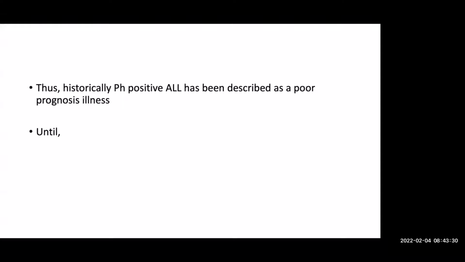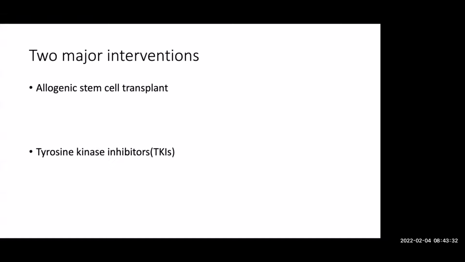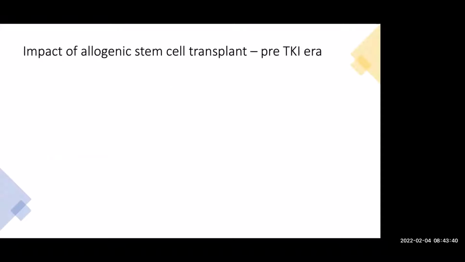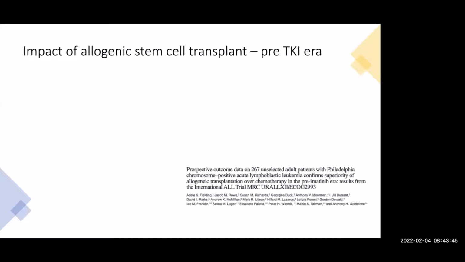But then things started to change with two major interventions. First is allogeneic stem cell transplant. The second is identification of tyrosine kinase inhibitors. So the allogeneic stem cell transplant was utilized in the pre-TKI era itself, and one of the earliest trials which presented the data of allogeneic stem cell transplant was the MRC UK ALL trial.